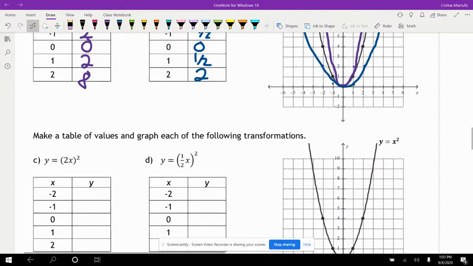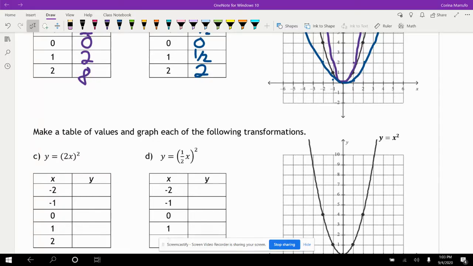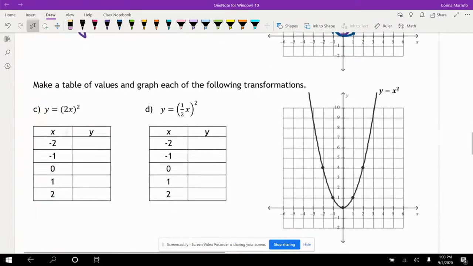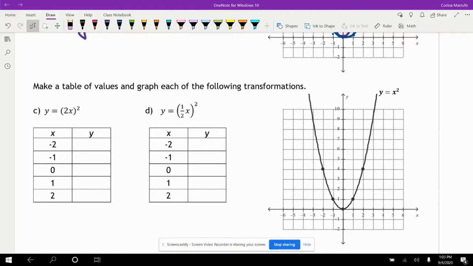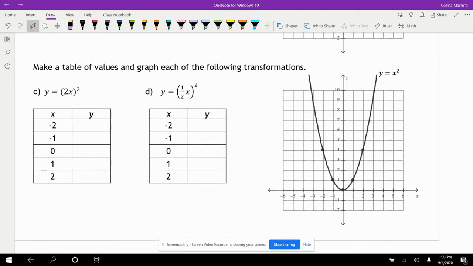All right, the next one says make a table of values and graph each of the following transformations. This one's a little bit different, because instead of multiplying the 2 on the outside, it's multiplying the 2 times the x first. So we multiply 2 times -2, which gives us -4. I'm plugging these into the equation just in case you're confused. -4 squared gives us 16. -1 times 2 is -2, and -2 squared is 4. 2 times 0 is 0, and 0 squared is 0, then 4, and 16.